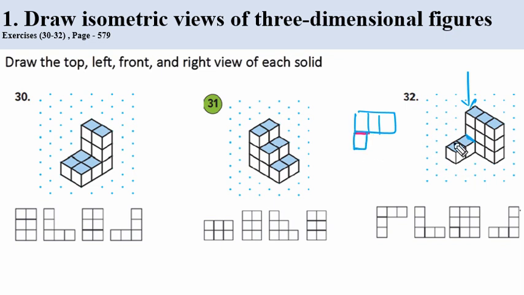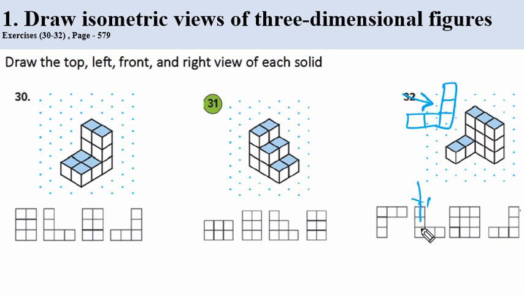And then one box, two boxes, sorry. This is your top. What about left? In the left you have three boxes and then two boxes, right? When you look from the left side, it will appear this way. Now, what about the front?